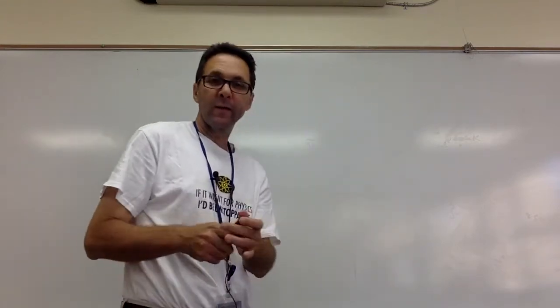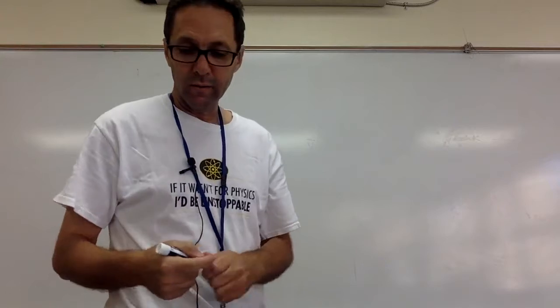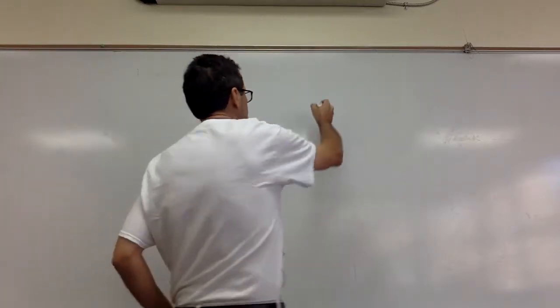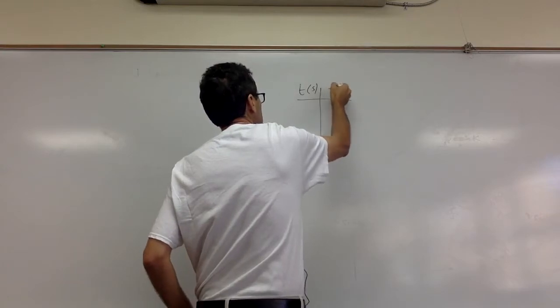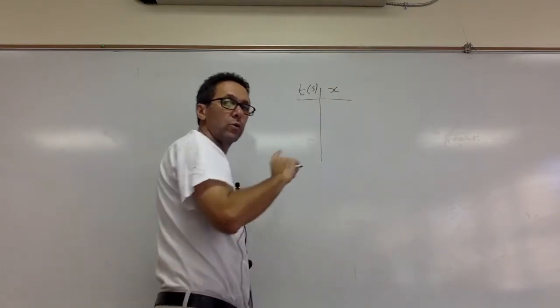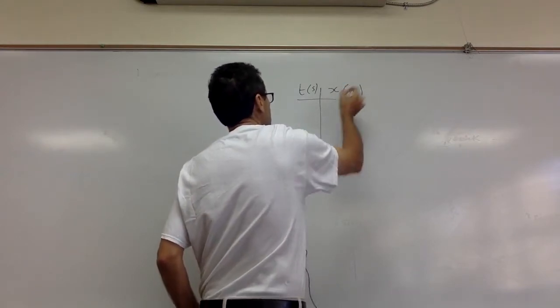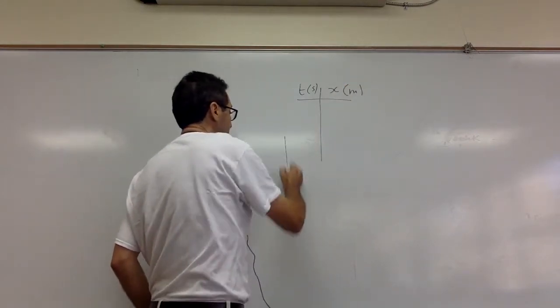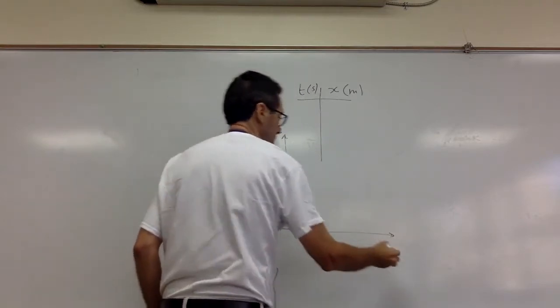Hello again. In this video, which I'm going to call Kinematics 2, I'm going to be talking about velocity graphically. So if I have data and I put the time here in seconds and I put position here, which I'll call x, we're just going to go one dimensional. And I'll say that's in meters or centimeters. It doesn't really matter. And let's say I graph position versus time.